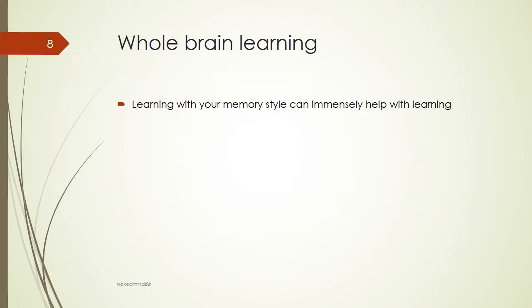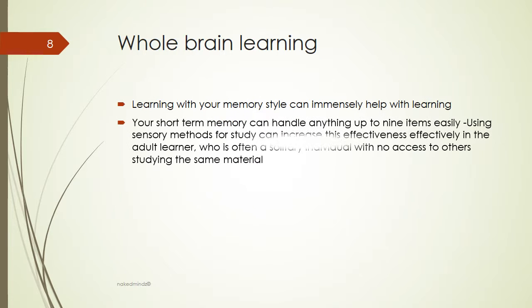Whole brain learning is probably a bit of a misnomer, but learning with your memory style can immensely help with learning. Short-term memory in particular can benefit from sensory learning because it uses extra channels. Now, normal short-term memory only has 9 things which you can remember with ease. Some cultures a little more, some cultures even a little less. Using sensory methods can increase this effectiveness in the adult learner, who is often a solitary individual with no access to others studying the same material.